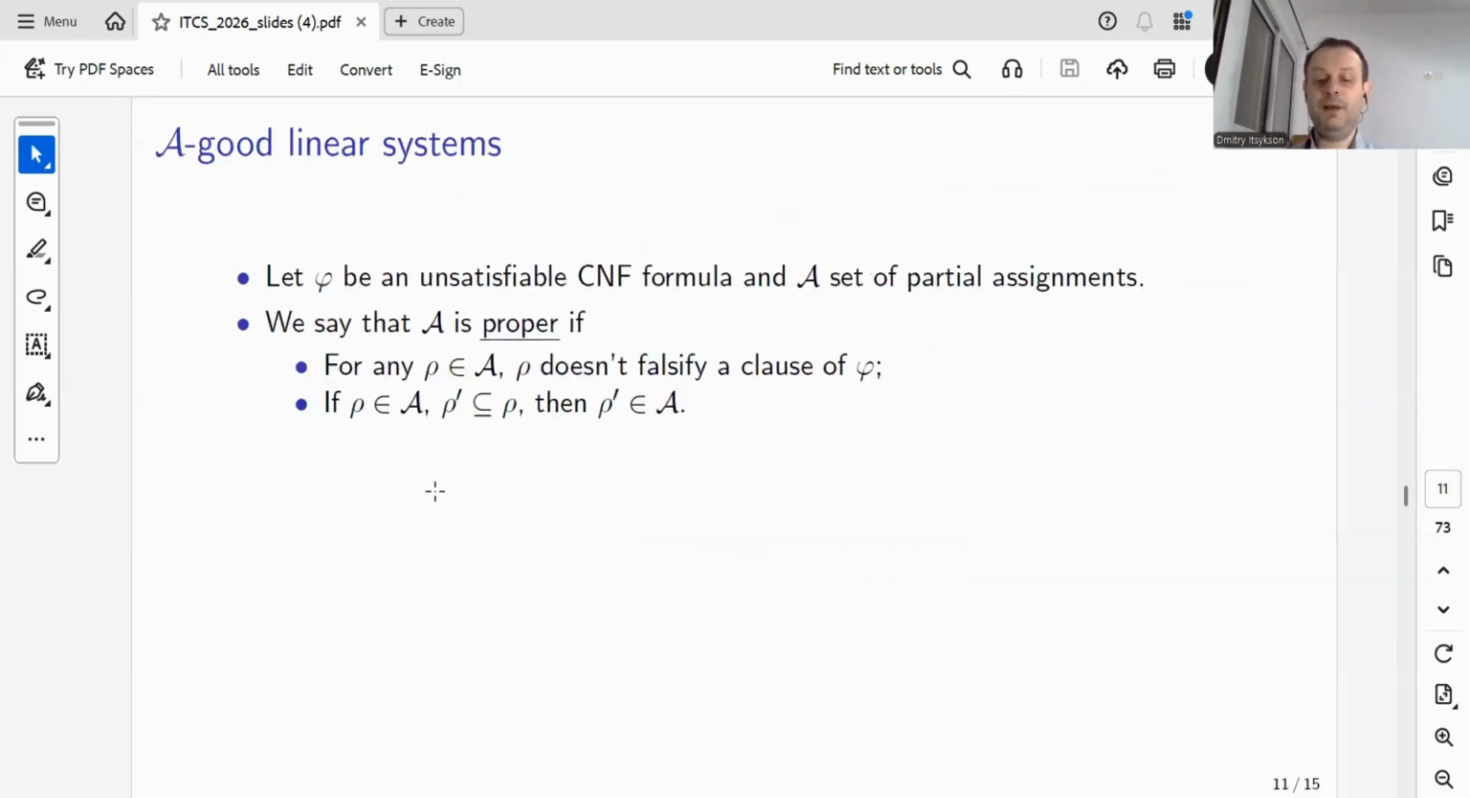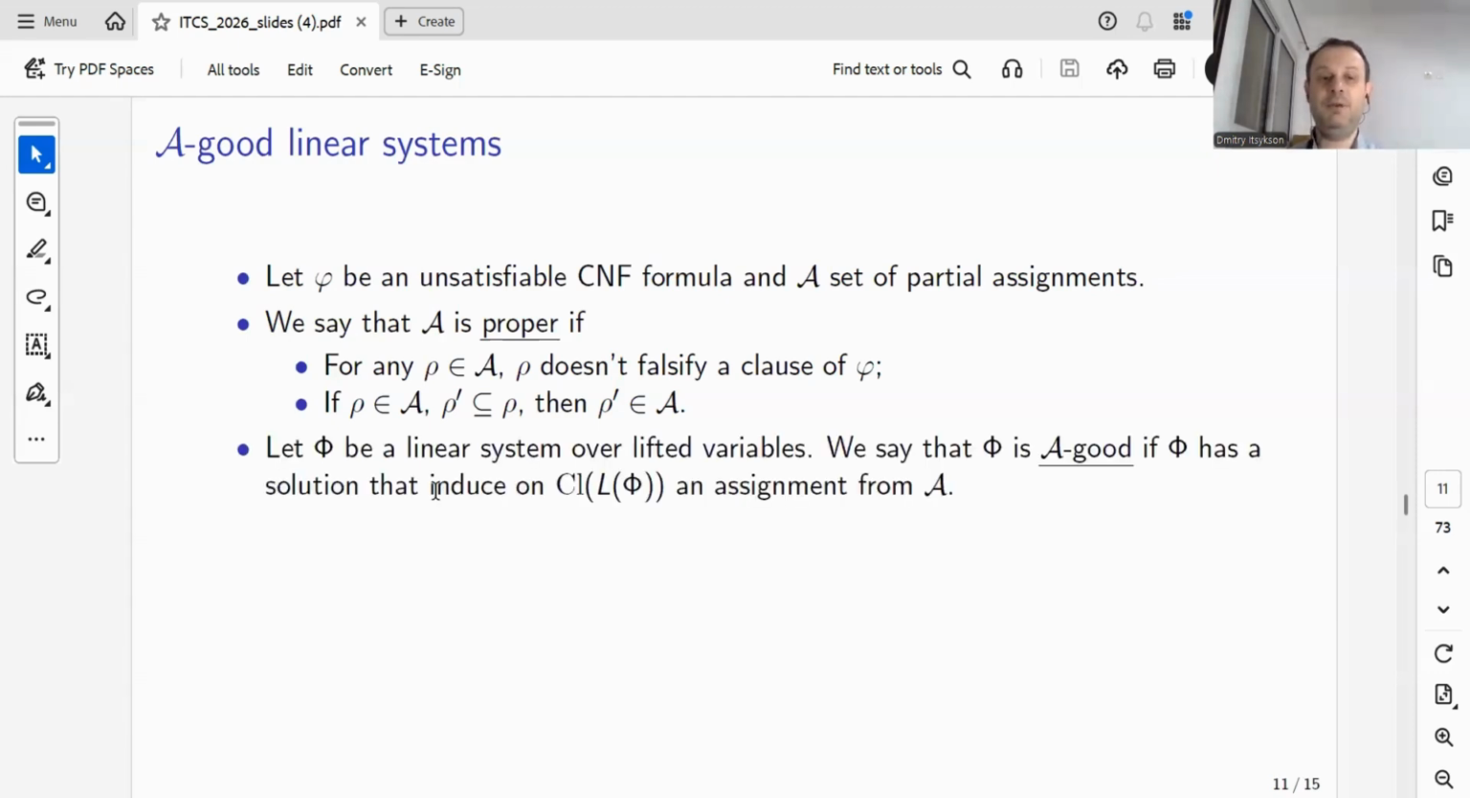Okay, let phi be an unsatisfiable formula and A be a set of assignments of its variables. We say that A is proper if no assignment from A falsifies a clause of phi, and every sub-assignment of an assignment from A is also in A. Let phi be a linear system over lifted variables. We say that phi is A-good if phi has a solution that induces on the closure of its set of linear forms an assignment from A.